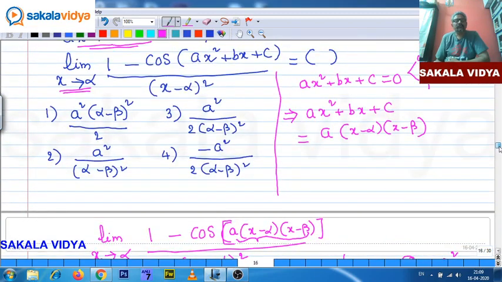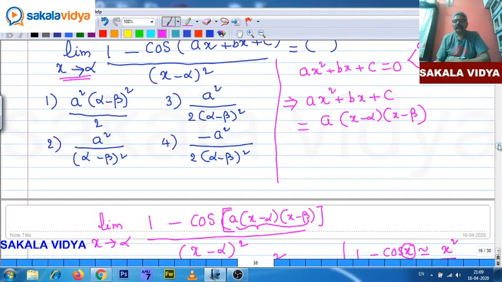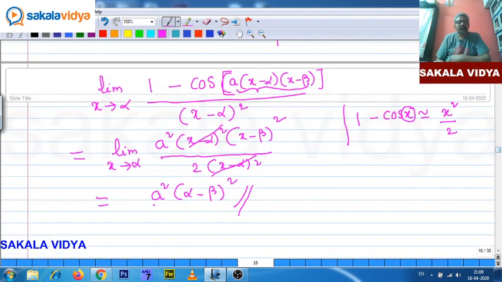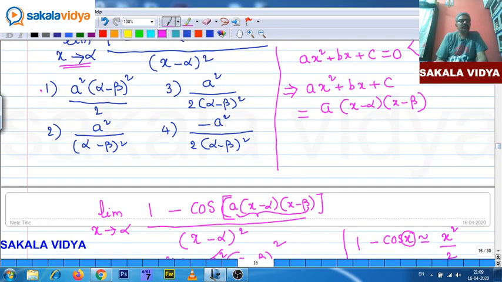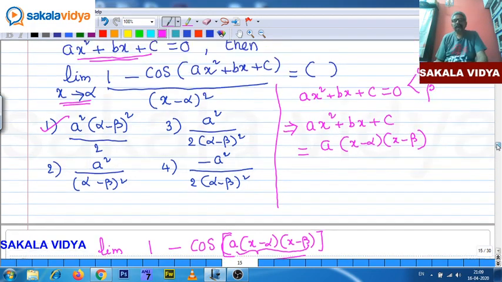So, now let us see the answer first. By this, 2 is there. Yes, now let us come to the options. First option is the right option. Once again check it.